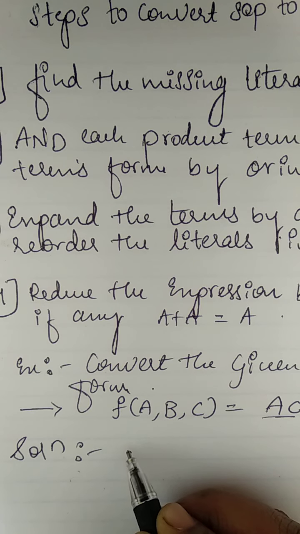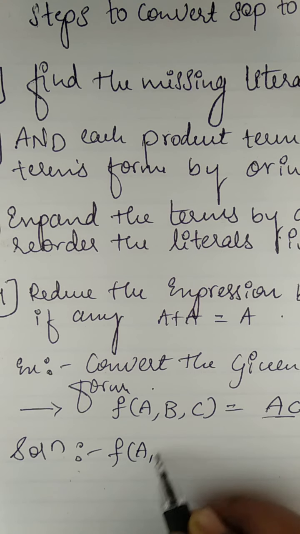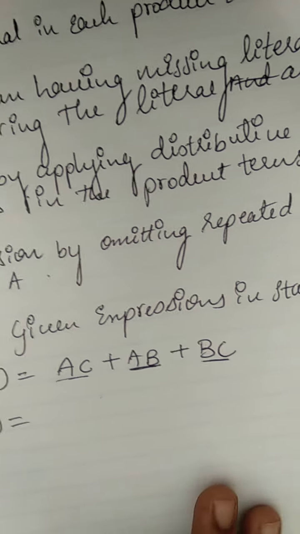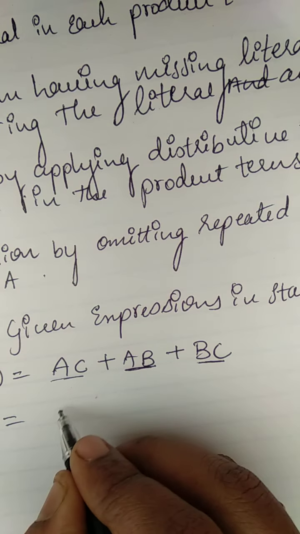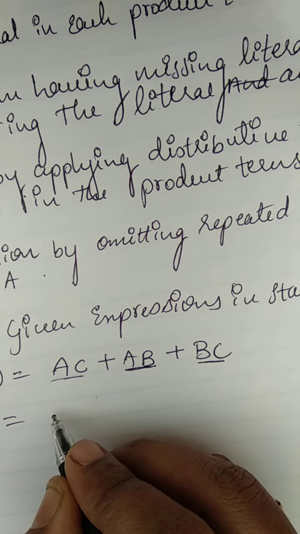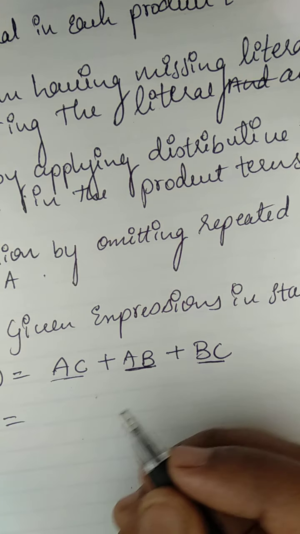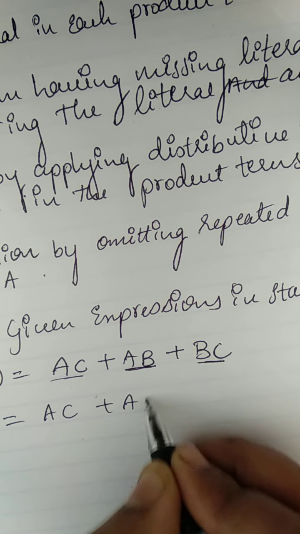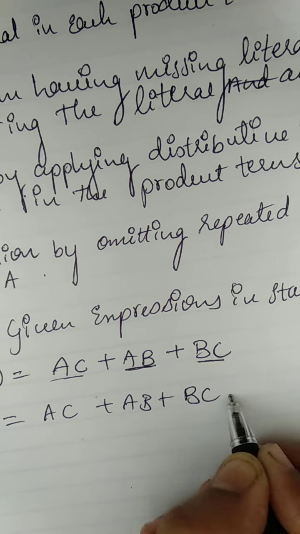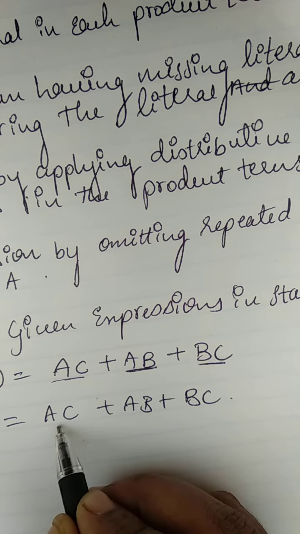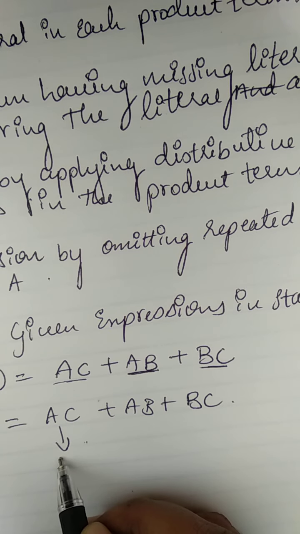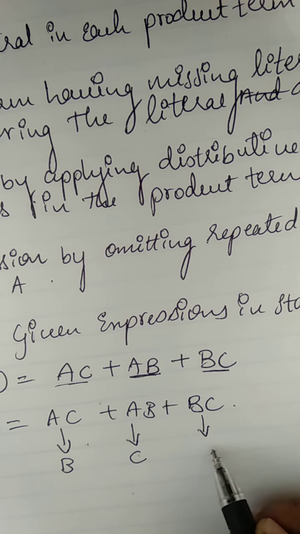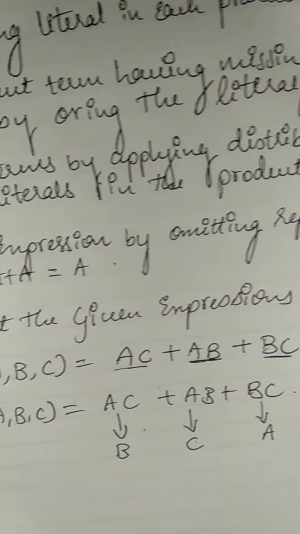So take it as f of A, B, C. First we'll write the missing literals. So AC plus AB plus BC. Here the missing literal is B, here it is C, and here it is A. So the first step is over.